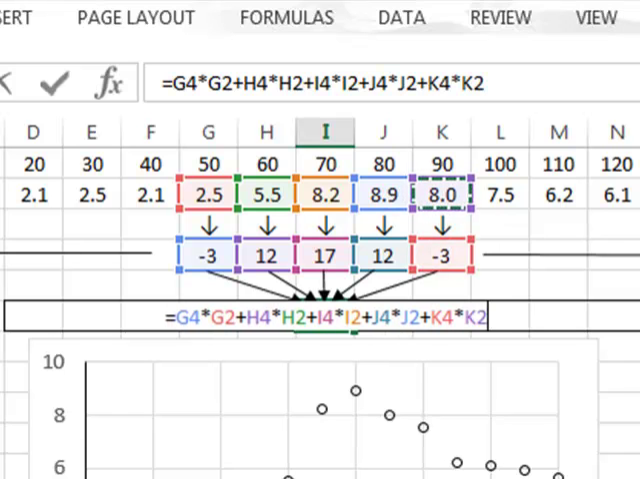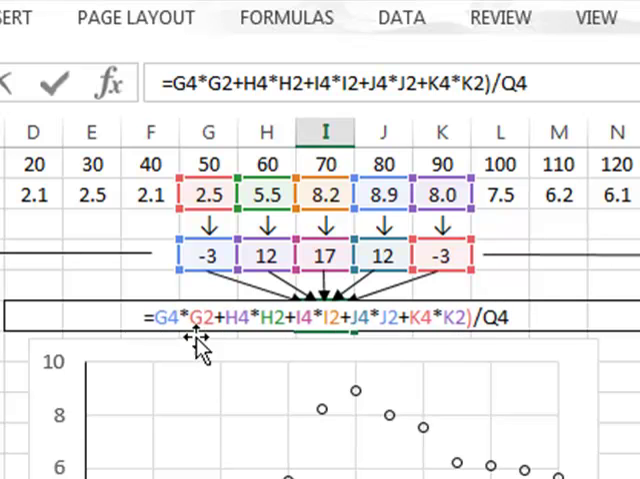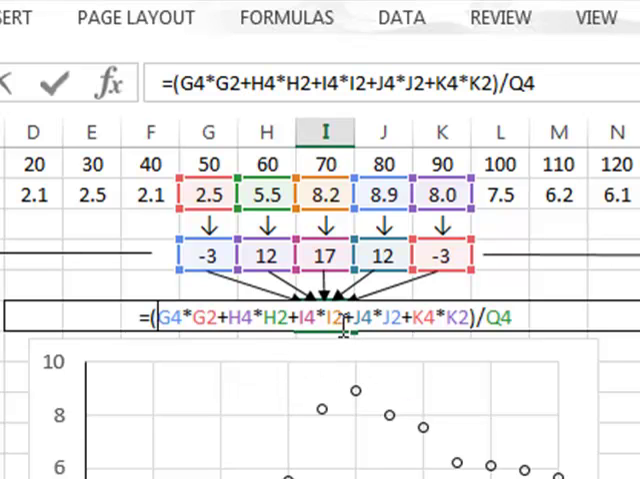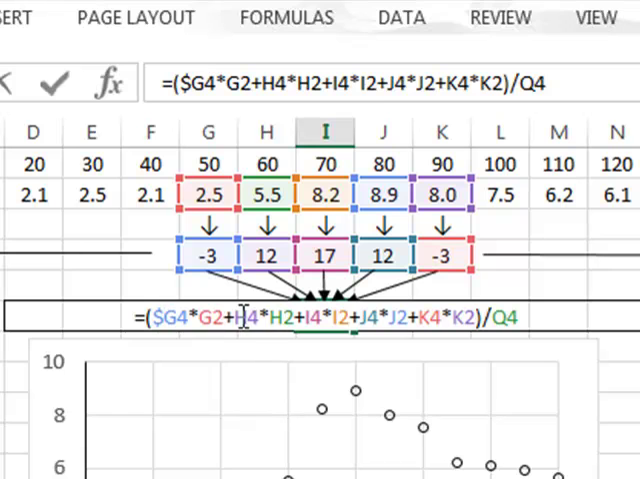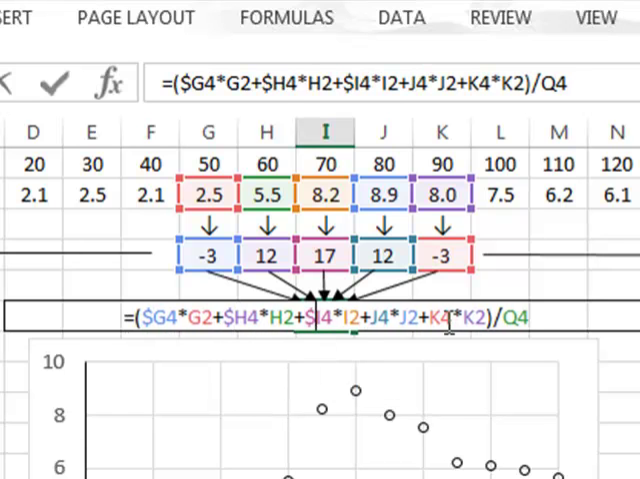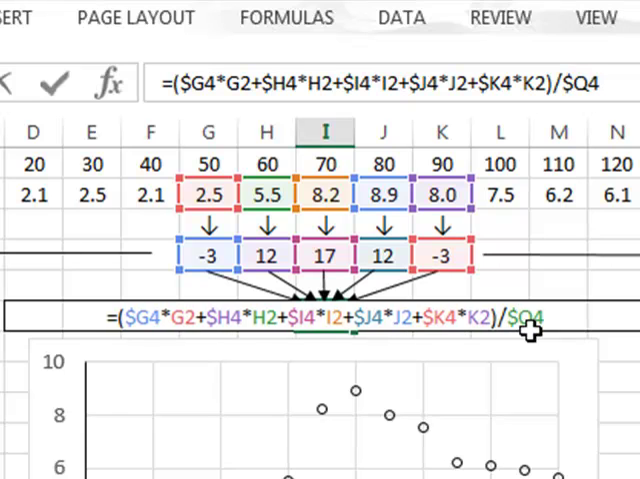And then we will use the value in Q4 as the normalizing value, so we will divide this by Q4. We need to put a bracket at the front. And because we're going to be copying this same formula to other columns without moving the convolute values, we will need to put a dollar sign in front of the column for each of the convolute values in row 4. So we will start with a dollar in front of G4, in front of H4, I4, etc. and also in front of Q4.